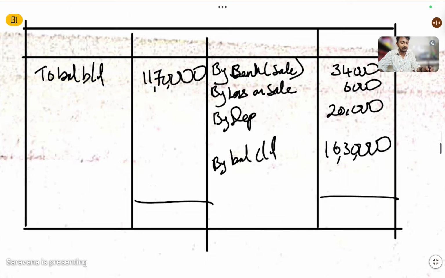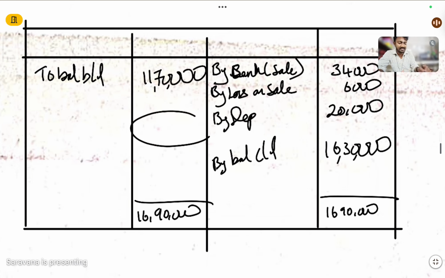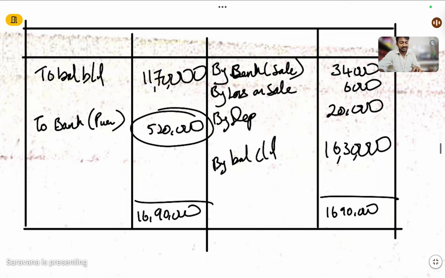What is the balancing figure? Do the total: 16,90,000. The balancing figure is 5,20,000, and it is coming on the debit side. Purchase, how much? 5,20,000, to bank. It means it is a purchase.